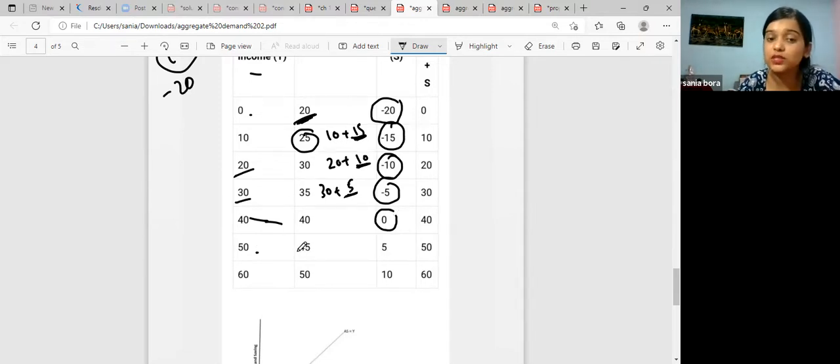And next 50. So now you have 50 rupees. 45 you are consuming, but you still have 5 rupees with you. That extra 5 rupees you will save. So that is your 5 here. Then 60: you are consuming 50, but 10 rupees are still with you. So that 10 rupees you will save.